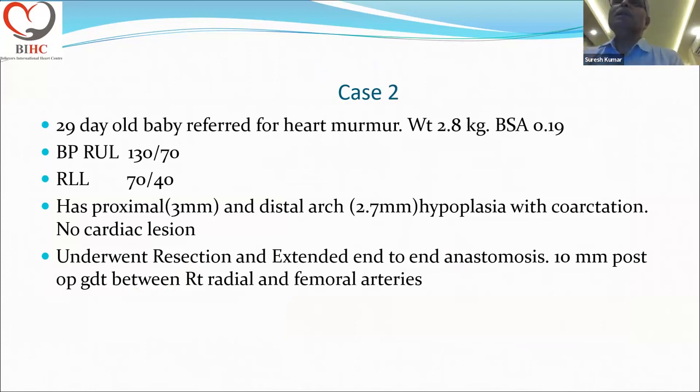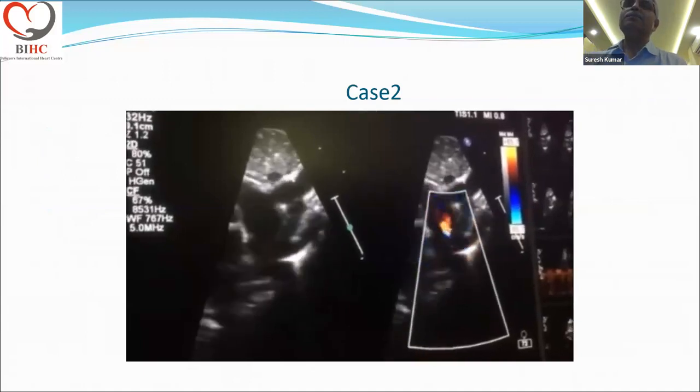Shows both proximal and distal arch hypoplasia with coarctation. This baby actually underwent resection and extended end-to-end anastomosis. There was a lot of discussion as to whether we should go from the front and with antegrade cerebral perfusion do a repair. It was eventually decided by the surgeon to do an extended resection and end-to-end anastomosis. The child ended with a 10 millimeter gradient.